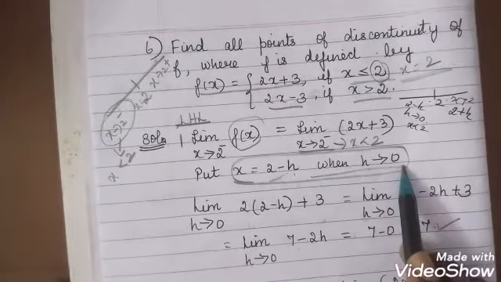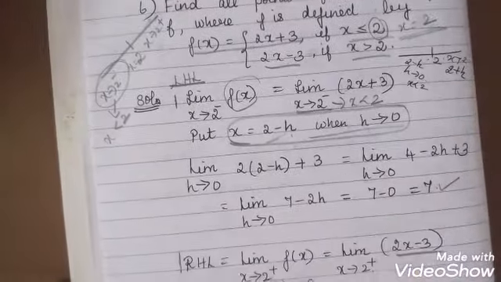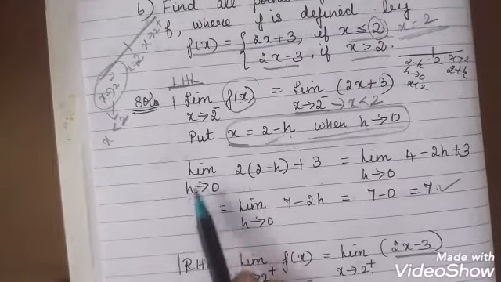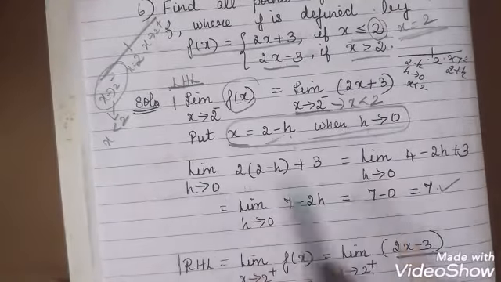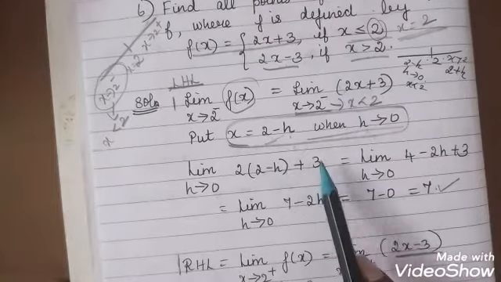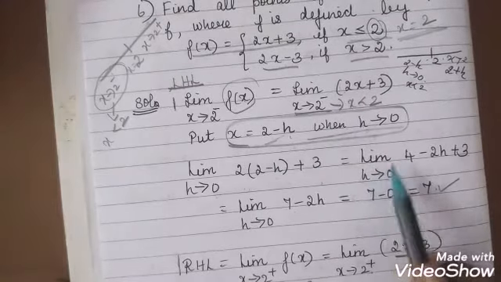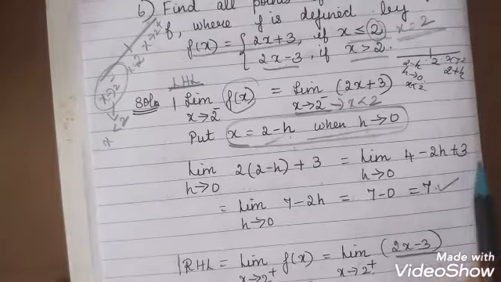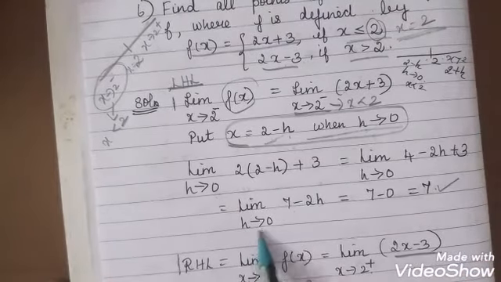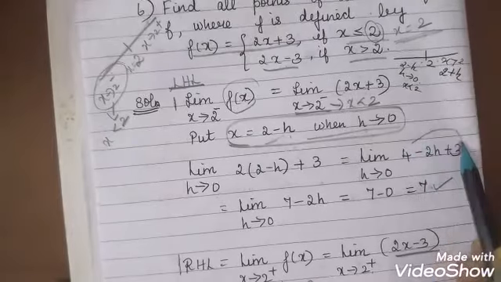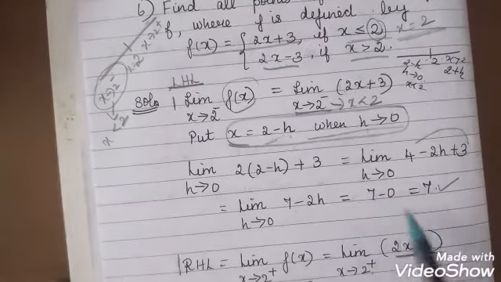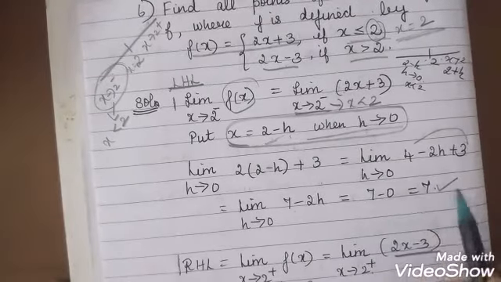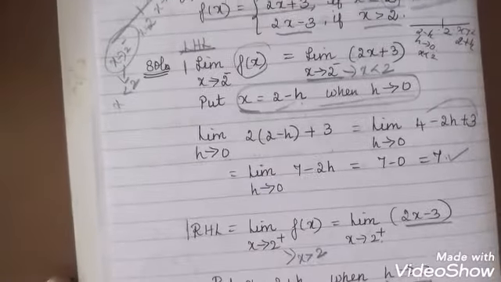This is a general rule you have here. Now when you substitute it, what will you get? The limit as h tends to 0 of 2 into 2 minus h plus 3, which is equal to the limit as h tends to 0 of 4 minus 2h plus 3. So this is equal to the limit of 4 plus 3, which is 7, minus 2h, which is equal to 7 minus 0, that's nothing but 7. Got it?